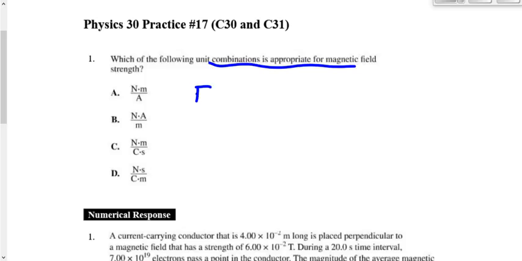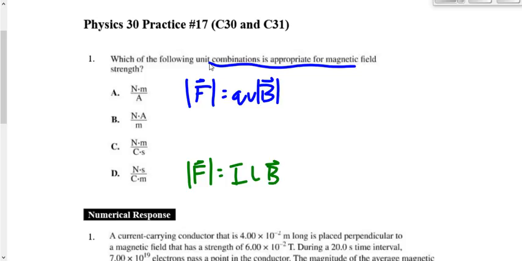We say F is equal to QVB, and we say F is equal to ILB. Now, in the end, either one of these should get me the correct answer. Oftentimes if you have more than one equation with that variable in there, there's going to be one equation that's easier to use to get to the answer, but they all should end up working eventually. Let's try the blue one up here, F is equal to QVB.